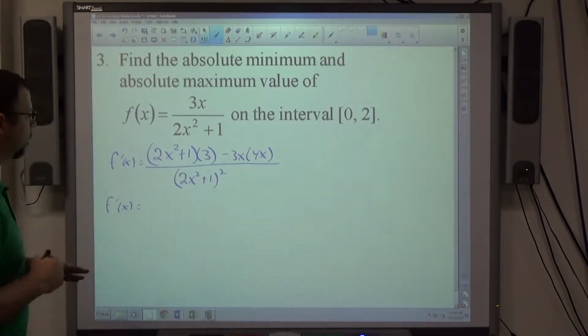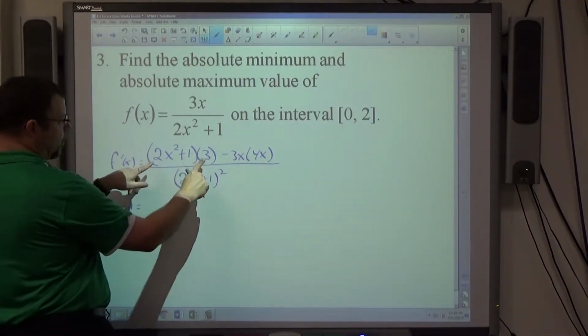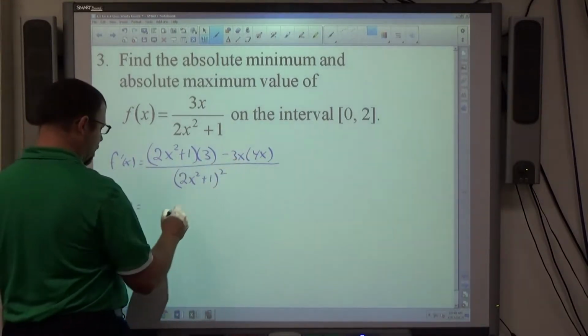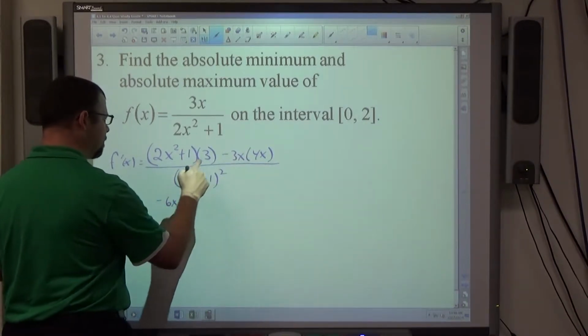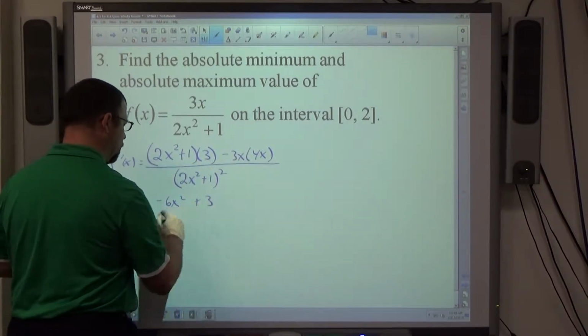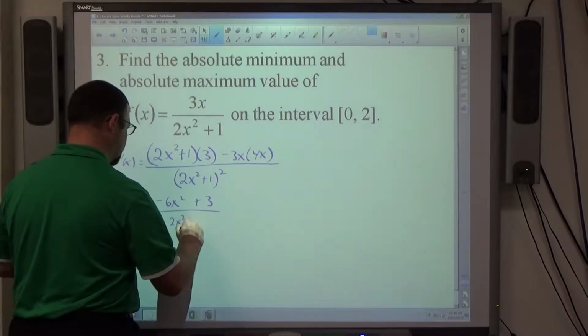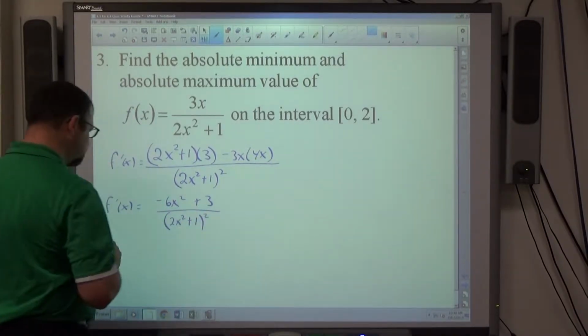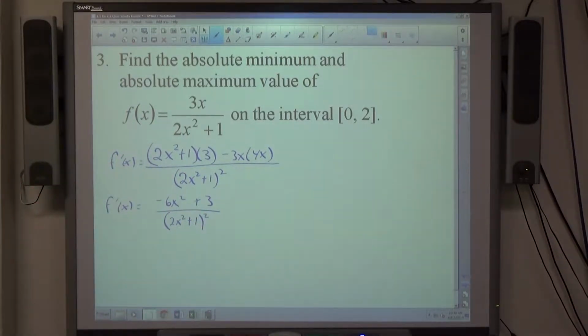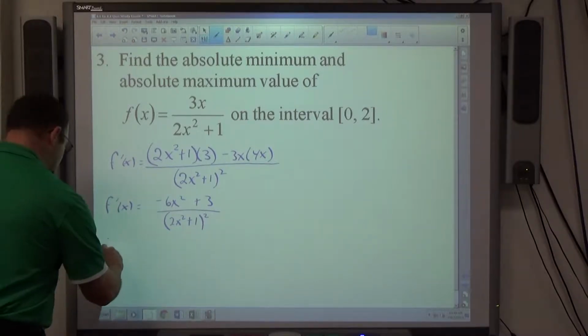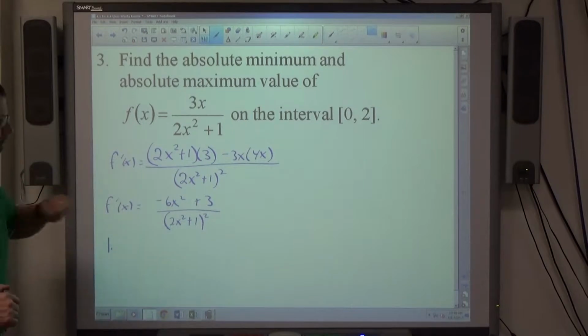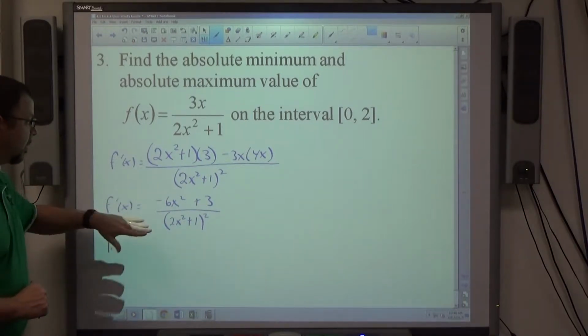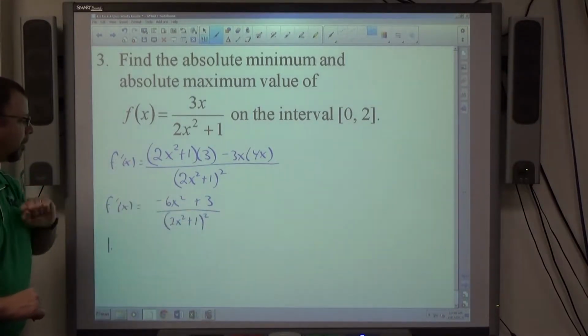Then I simply evaluate or simplify as much as possible. 6x squared minus 12x squared makes negative 6x squared. 3 times 1 is plus 3, all over 2x squared plus 1, the quantity squared. That's as simple as I can get the first derivative. And as far as critical numbers are concerned, we want criteria 1. We want the top to equal 0. We want the fraction equals 0. If the top equals 0, we have 0 divided by a number.